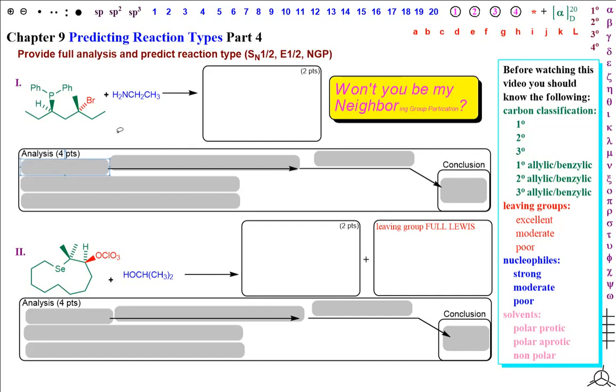Always looking at the carbon with the leaving group first. Secondary could be SN1, SN2. There's something unique about this molecule. Phosphorus has a lone pair, like other nucleophiles. But this time our nucleophile is in the same molecule as our leaving group. This is the story of neighboring group participation. When you have that combination, it is our second type of override. And you get neighboring group participation.